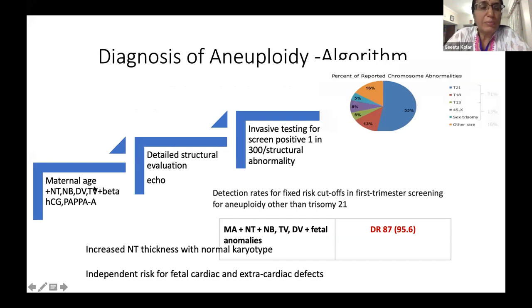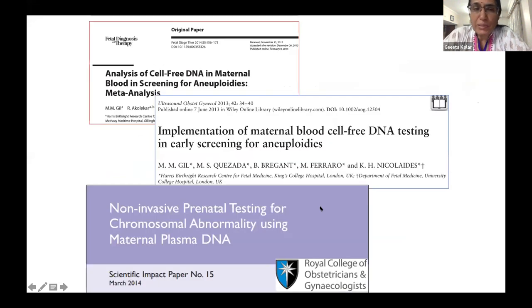So the algorithm that we use is maternal age, NT, nasal bone, ductus venosus, tricuspid, beta-HCG, PAPP-A. If it's normal, she just comes for a detailed scan later. But if she's at high risk, then she has a detailed structural evaluation and invasive testing to pick up an abnormal karyotype. So what is the role today of cell-free DNA?